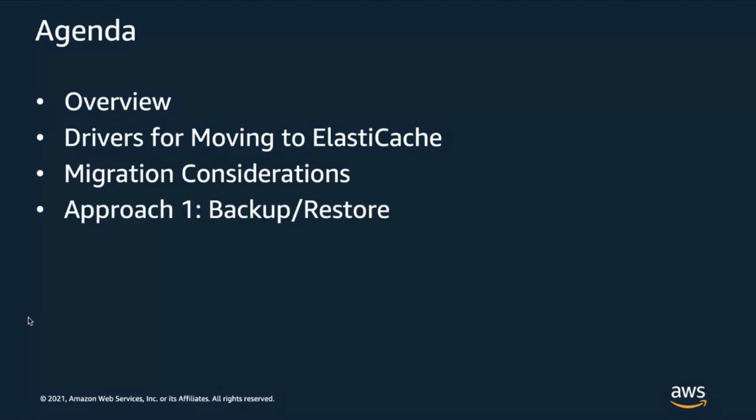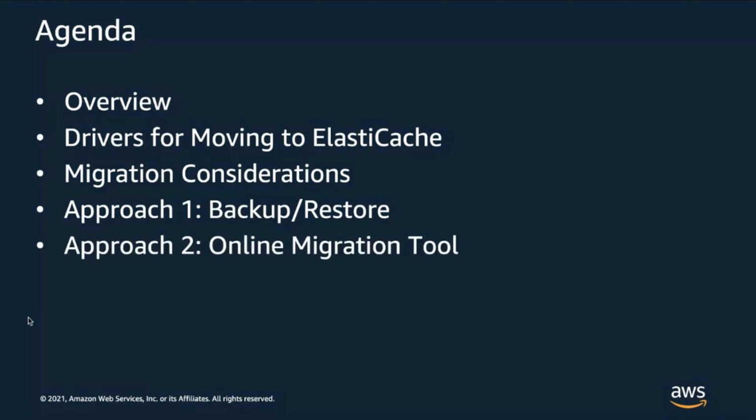The first approach we'll show is the backup and restore method, where we take a snapshot of our current system and import that into our new ElastiCache environment. The second approach will be to use a feature of ElastiCache called the Online Migration Tool. This allows customers to perform a real-time synchronization of their legacy environments into ElastiCache.